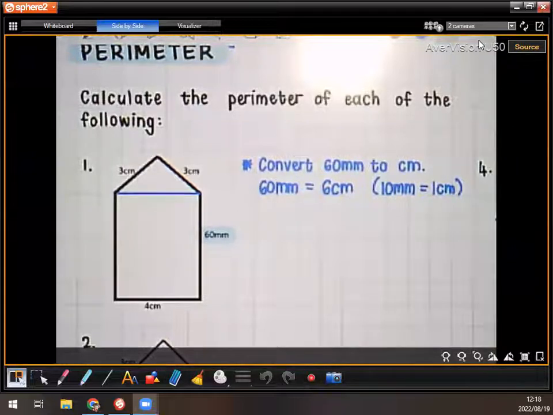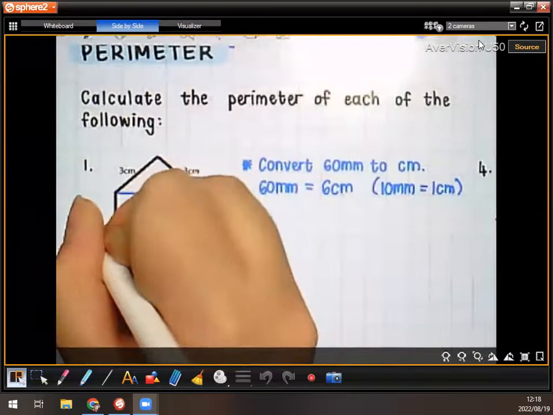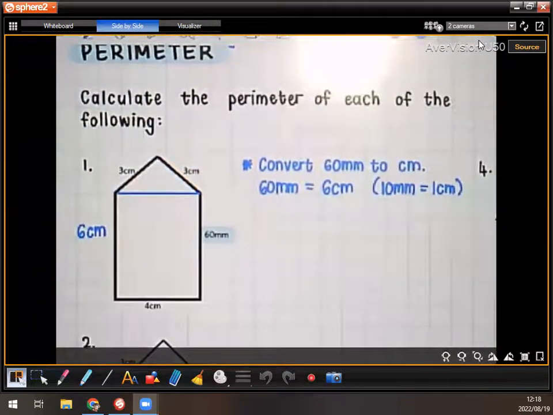We always, if we have a complicated shape, we split it up into easier shapes, shapes that we are familiar with. So that is a triangle there at the top, and we have a rectangle. So guys, because of that, this is also going to be 6 centimeters, correct? Did they tell us that though? We knew that because it's opposite sides of a rectangle.